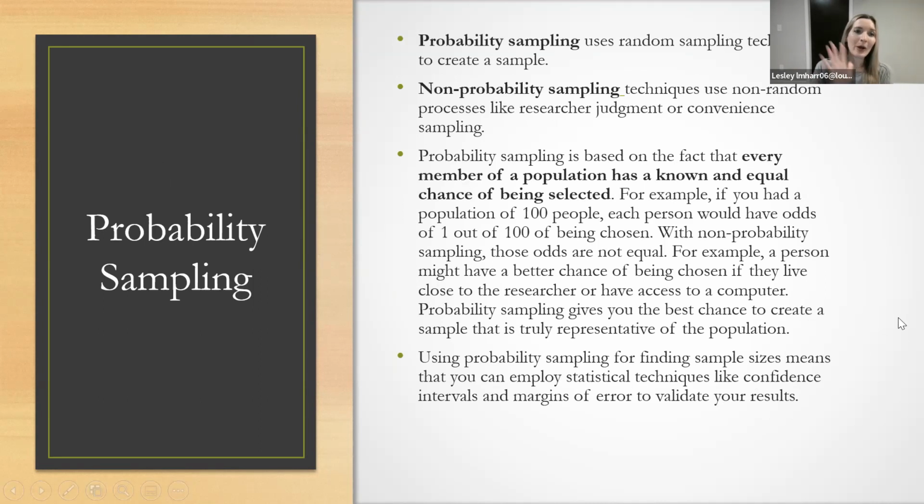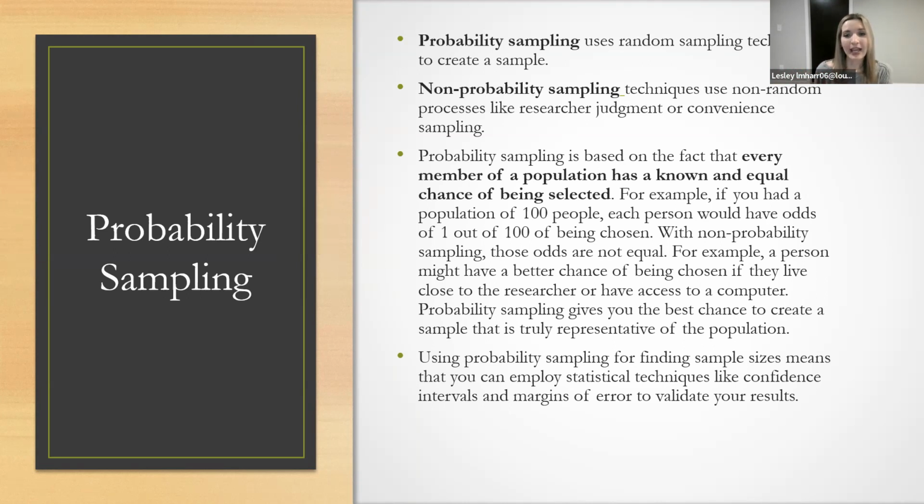So moving on to probability sampling. This is sampling that involves randomization. Probability sampling is based on the fact that every member of the population has a known or equal chance of being selected. So let's say every CPS worker in the state has an equal chance of being selected. If you had 100 people, each would have the odds of 1 out of 100 of being chosen. With non-probability sampling, that is not the case.